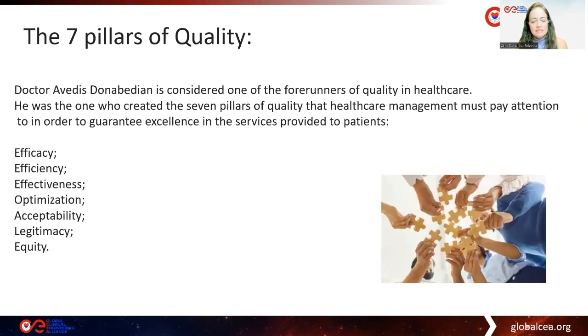So, when we talk about quality, we have to think about the 7 pillars of quality from Donabedian. Dr. Avedis Donabedian is considered one of the forerunners of quality in healthcare. He was the one who created the 7 pillars of quality that healthcare management must pay attention to in order to guarantee excellence in the services provided to patients. So the 7 pillars are efficacy, efficiency, effectiveness, optimization, acceptability, legitimacy, and equity. Let's study each one of them.